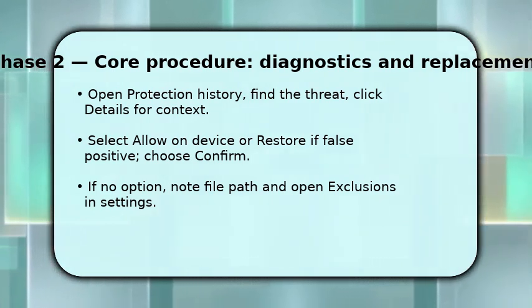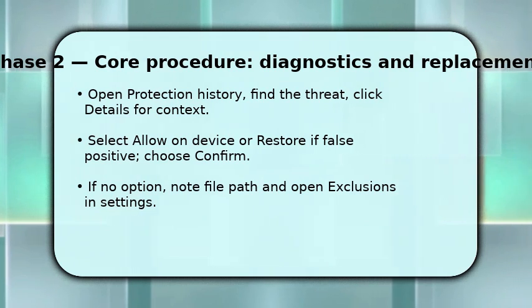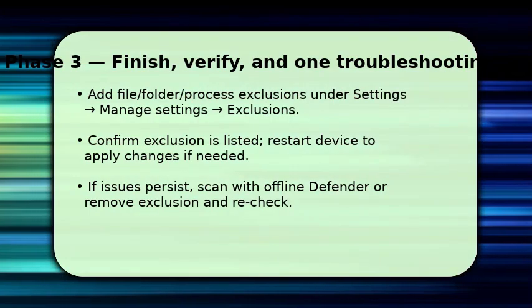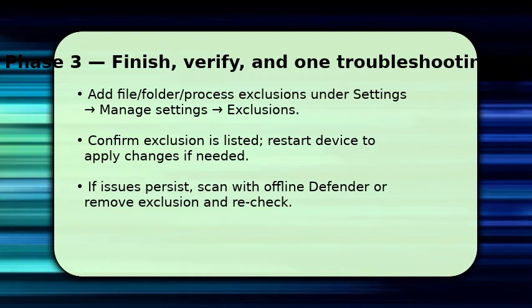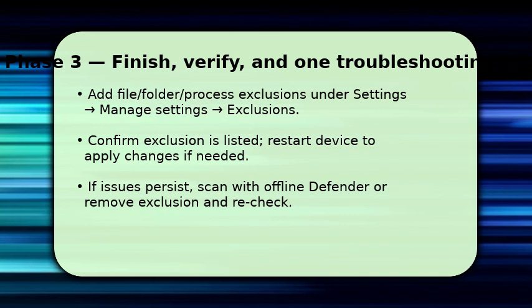You finish by adding the file, folder, or process to exclusions in Virus and Threat Protection settings so Defender no longer flags it. Press Add or Browse, then Confirm. Once done, restart the PC to ensure exclusions take effect and verify the protection history shows the item as allowed.